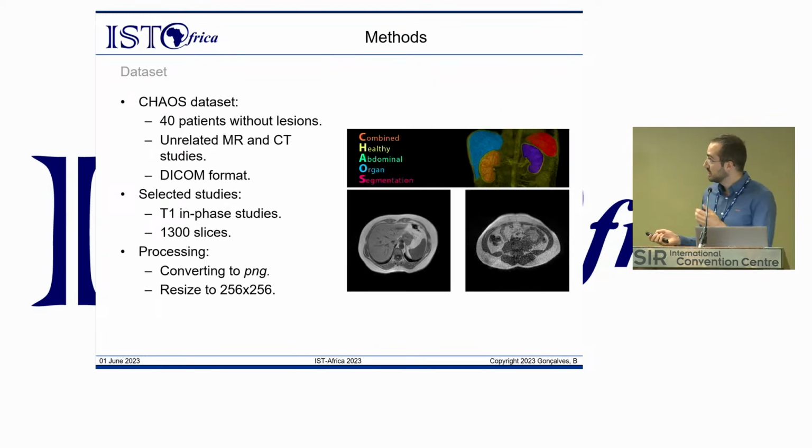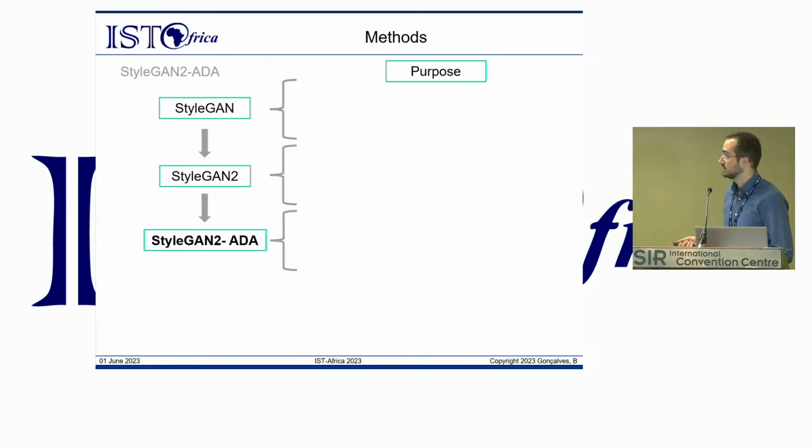So, entering into the methods of our paper, we used a very small data set called the CHAOS dataset that only has 40 patients. We selected only a subset with magnetic resonance images, and our final dataset had only 1,300 slices of magnetic resonance images.